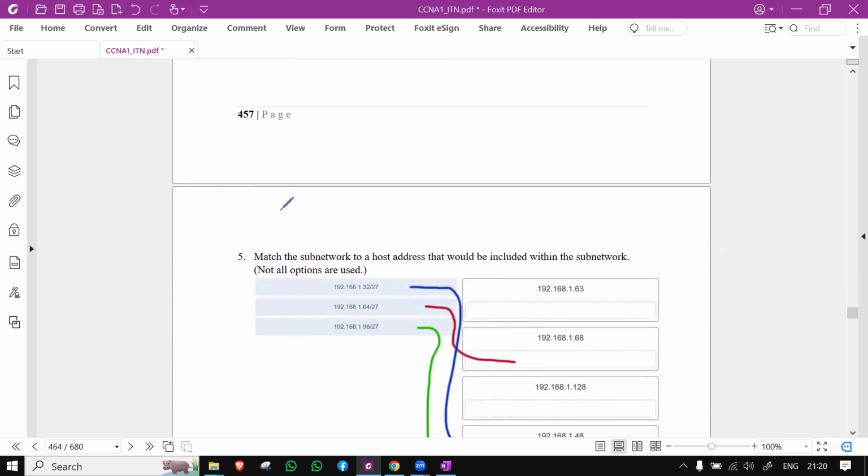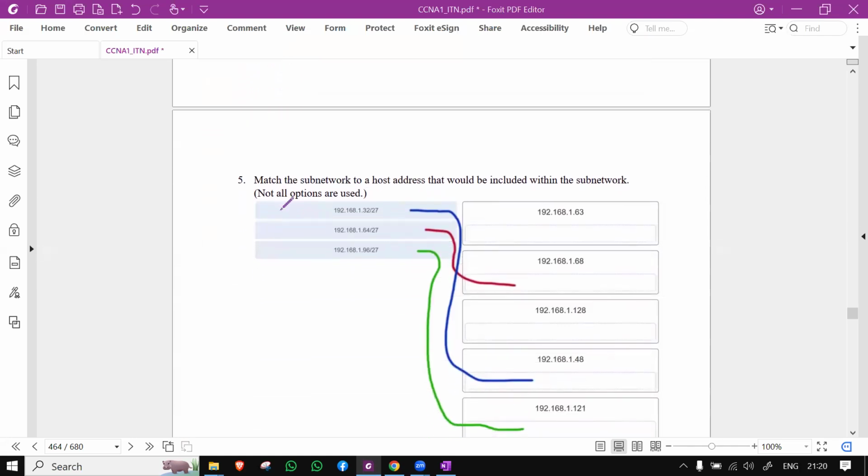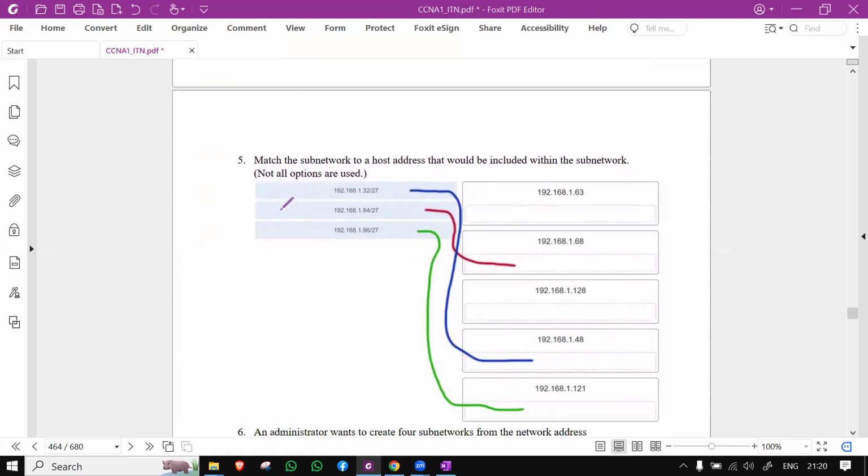Number 5, match the subnetworks to a host address that will be included within that subnetwork. All right, this can be very tricky to some. This is how you look at host addresses that belong to a network. This side is my network ID, this side is my host ID, my host addresses. So you want to match which host addresses belong to the network. How do you identify that?